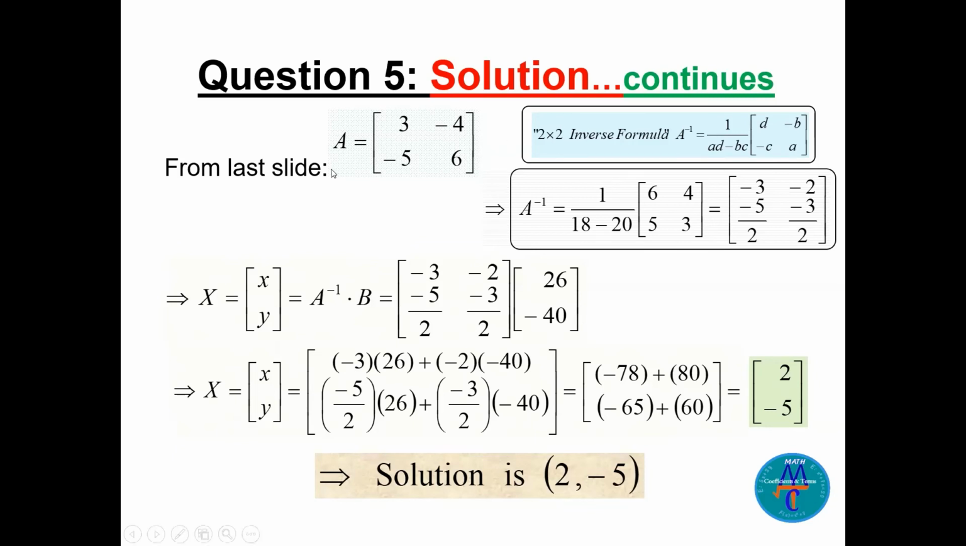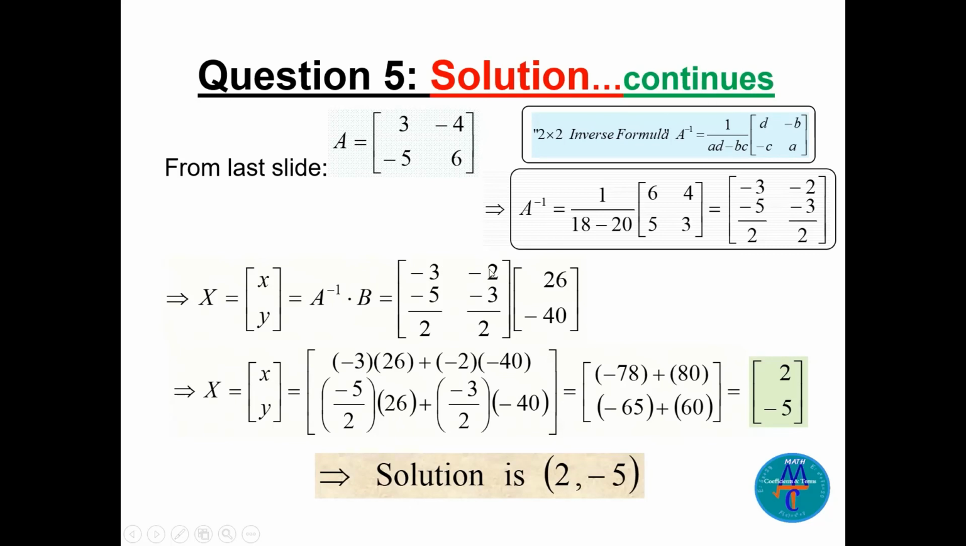So this is A, so A inverse will be 1 over 18 minus 20, 6, 4, 5, 3. Now, you multiply this scalar 1 over minus 2 inside, so you get this is the inverse. Now we have to find the solution. It will be the inverse of A times the B. B is 26, minus 40.